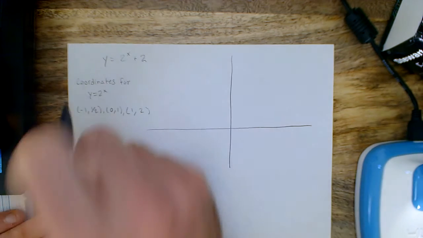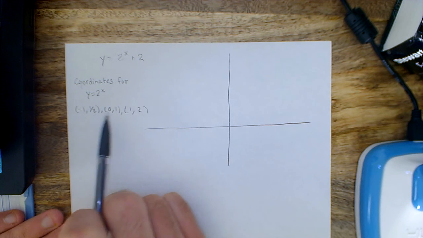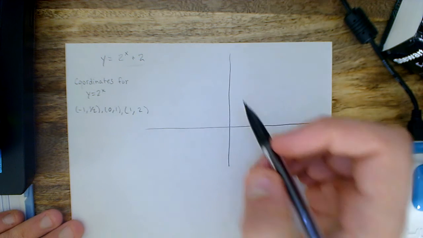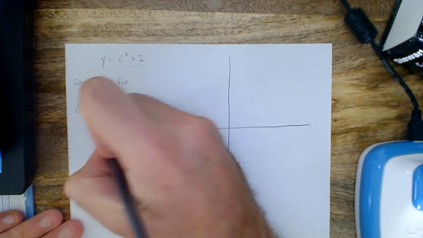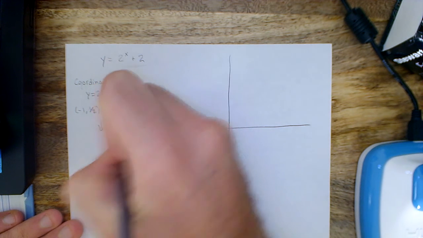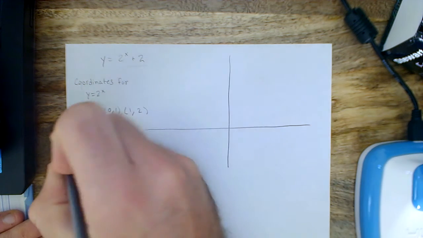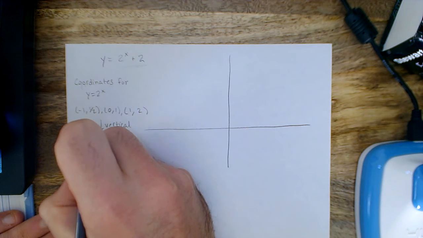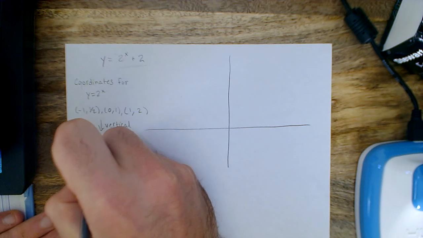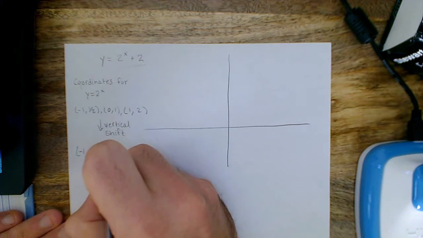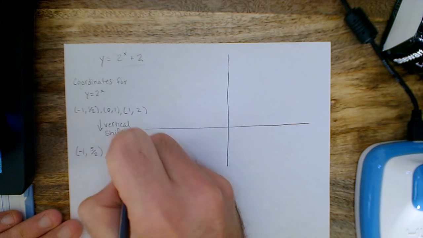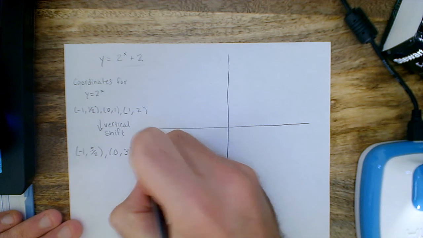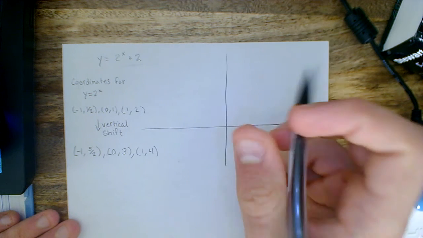That means for your coordinates, you just add the 2 to the y, because this is the vertical shift form. So if I'm adding 2 to 1/2, that's adding 4/2 to 1/2, so 5/2. Then if I add 2 to 1, this becomes a 3, and then this one becomes a 4.